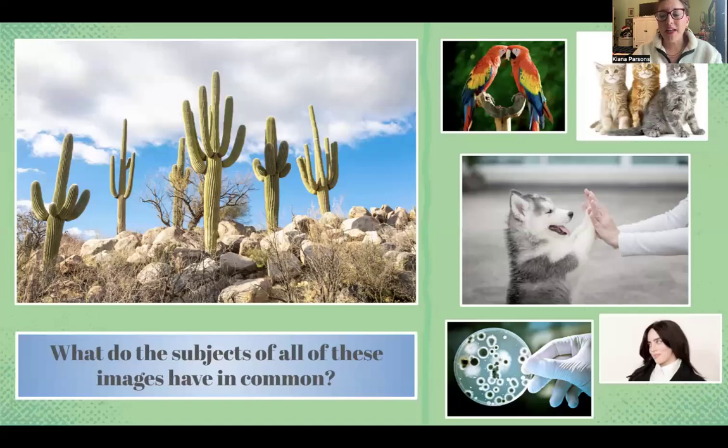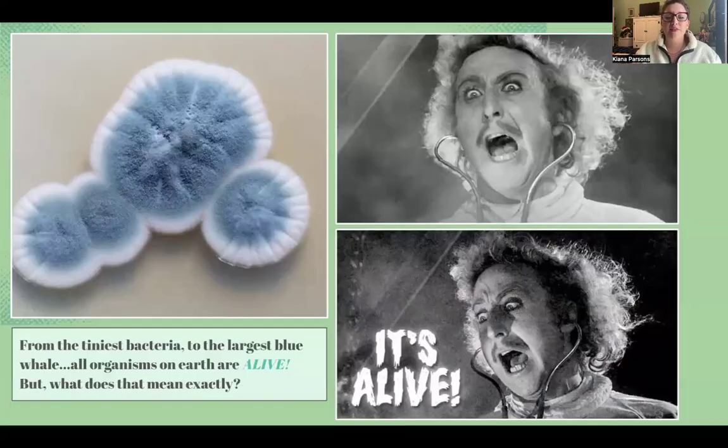All right, so now let's talk about the characteristics of living things. What do the subjects of all of these images have in common? We've got a cactus, macaw, parrot, kittens, a little husky, Billie Eilish, and some bacteria in a petri dish. And all of these things are alive. From the tiniest bacteria to the largest blue whale, all organisms on Earth are alive, right? If it's an organism, that means it's a living thing.